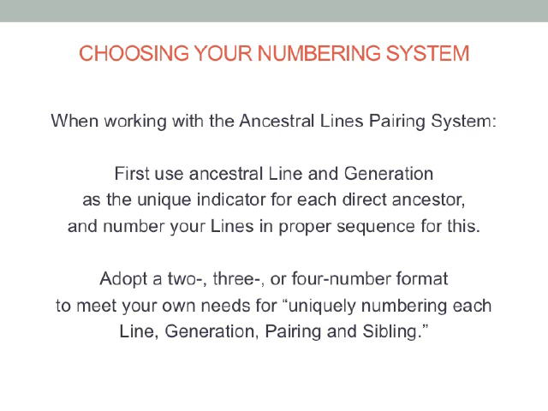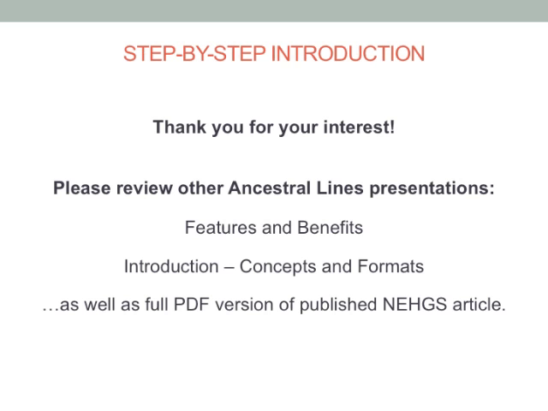So, as a reminder, it's going to be your choice. You start with the ancestral line and generation as a unique indicator, but then you adopt either a 2, 3, or 4-number format for exactly what works for you.